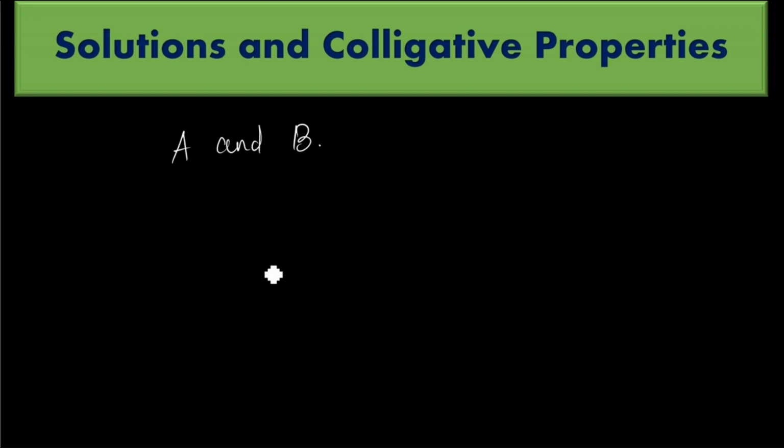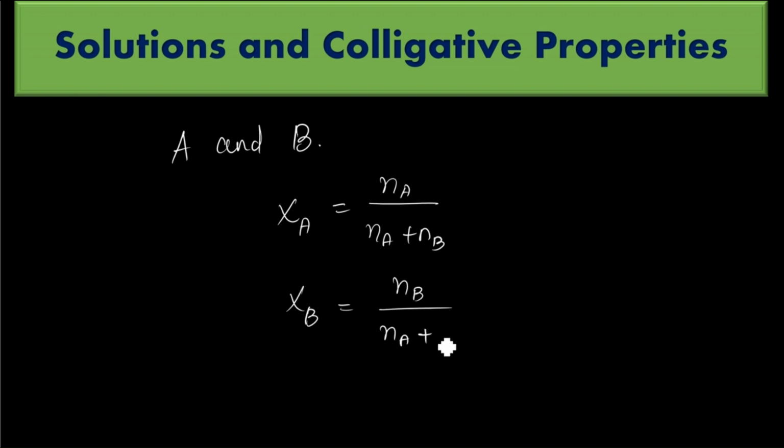Let's say I'm taking components A and B. The mole fraction of A, I should write as Na by Na plus Nb, which is the number of moles of A divided by the total number of moles. Similarly, the mole fraction of B is Nb by Na plus Nb. And the point to be noted here is that the total mole fraction is always equal to 1. With two components, chi A plus chi B equals 1. If I have 3, chi A plus chi B plus chi C equals 1.